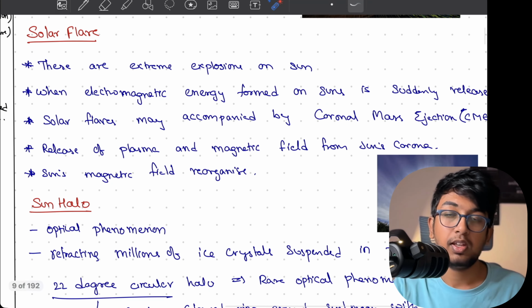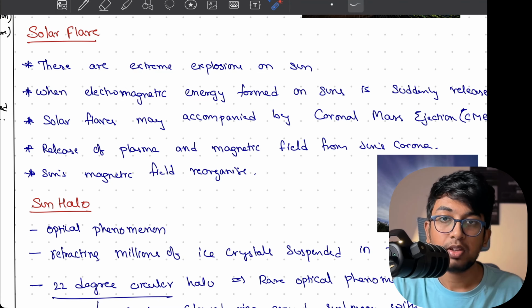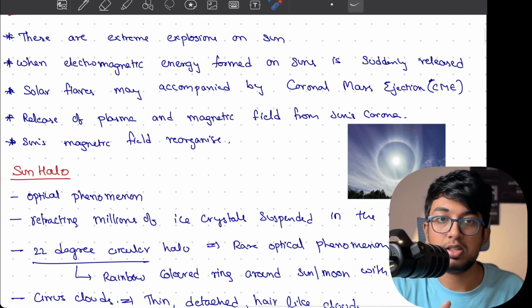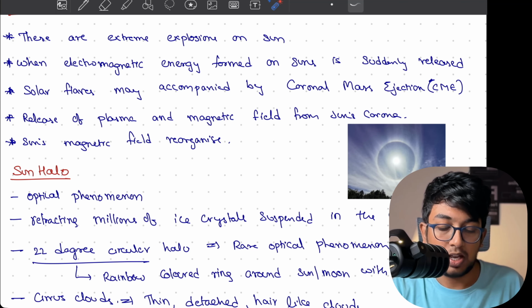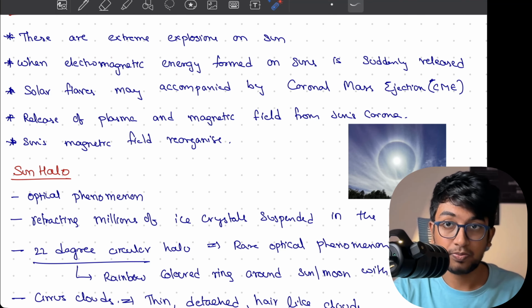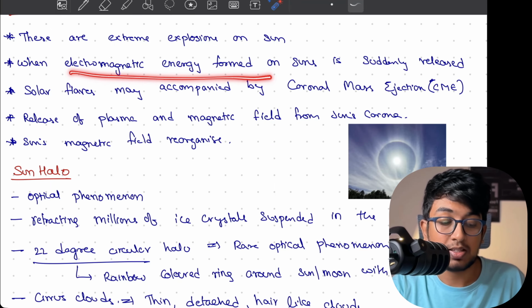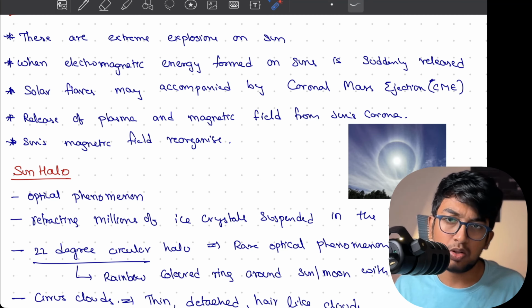A solar flare is an extreme explosion that happens on the sun when electromagnetic energy formed on the sun is suddenly released. As I told you before, there are four fundamental forces in the universe when the universe was formed: weak nuclear force, strong nuclear force, gravitational force, and electromagnetic force. Electromagnetic energy is formed because of moving electrons or charges. So when this is formed on the sun's surface, it is suddenly released.